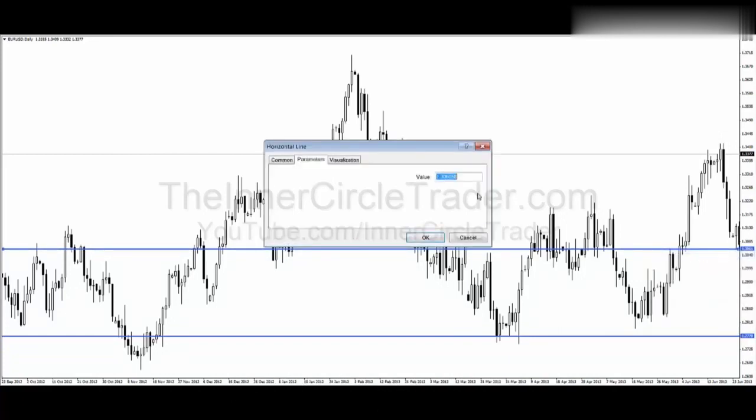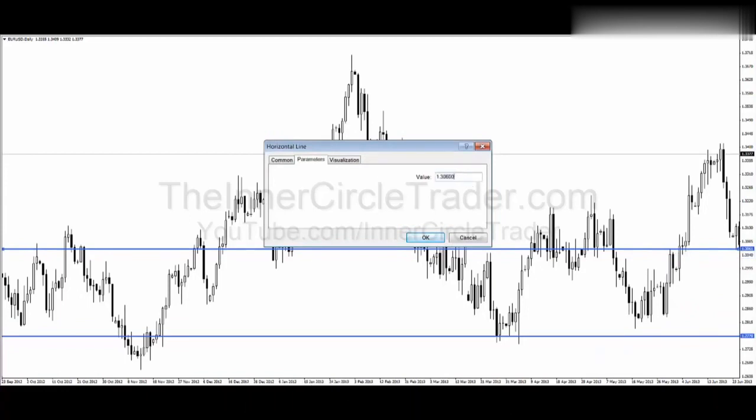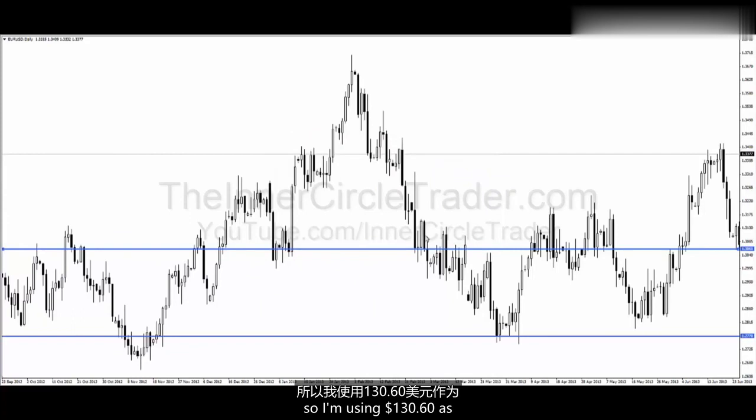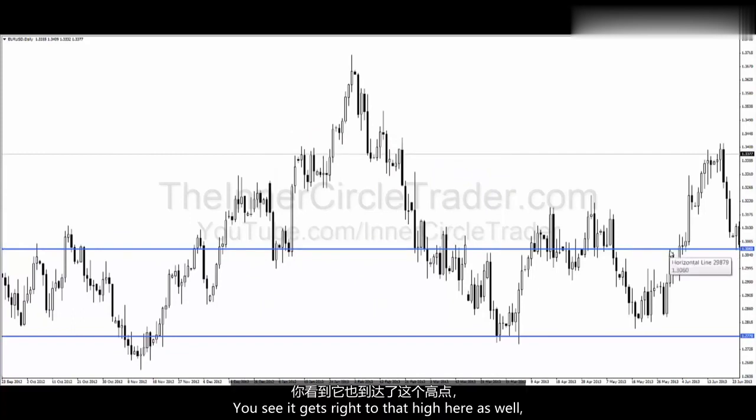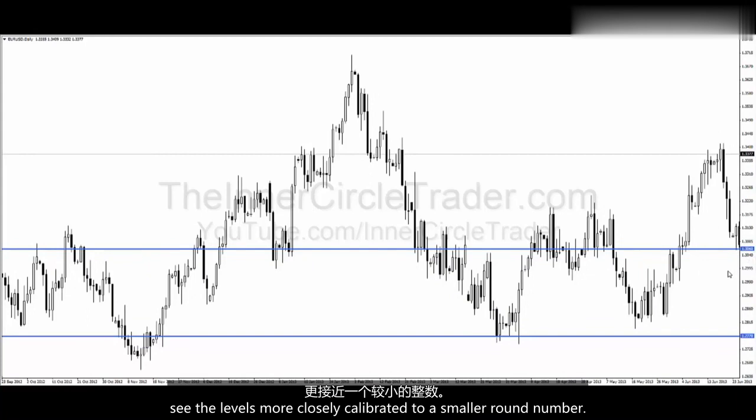And I'm just going to key that in here manually so you can see. So I'm using 130.60 as a round number. You see it gets right to that high here as well. And again, it doesn't really change too much over here, but when we get down to a smaller time frame, it might be more useful to us as we see the levels more closely calibrated to a smaller round number.